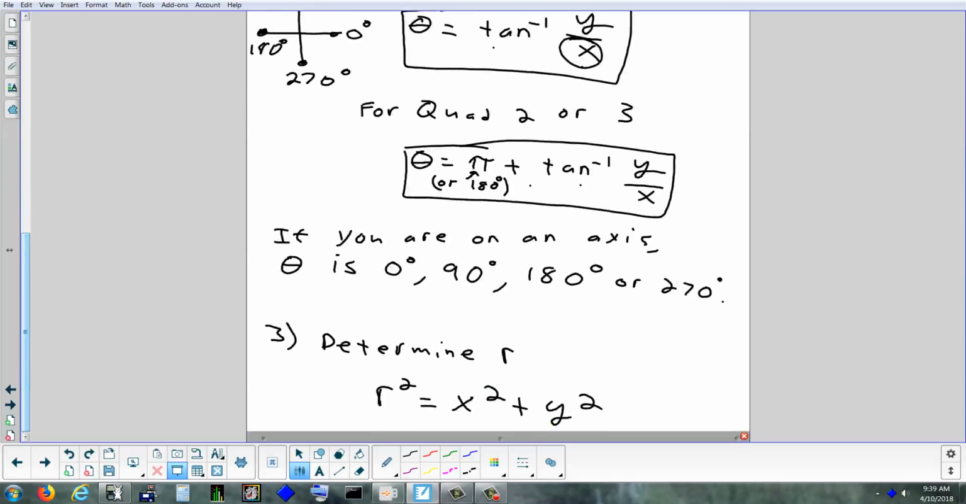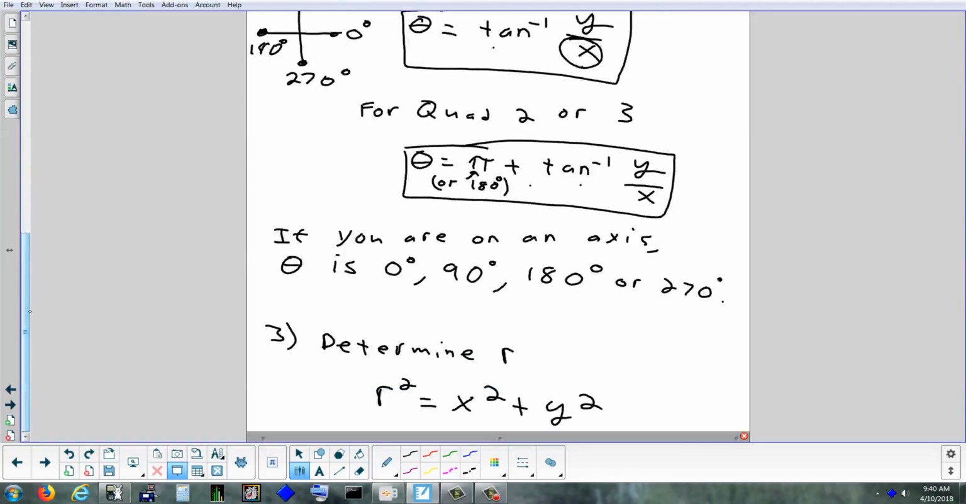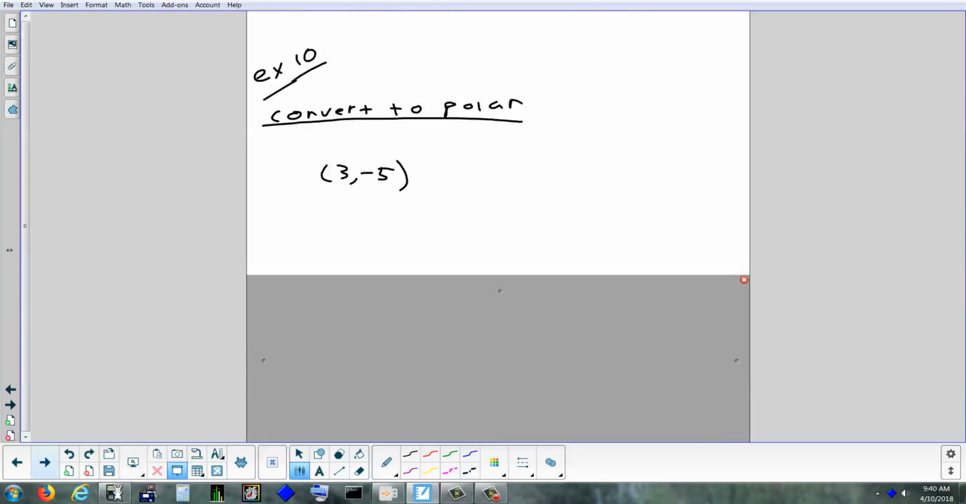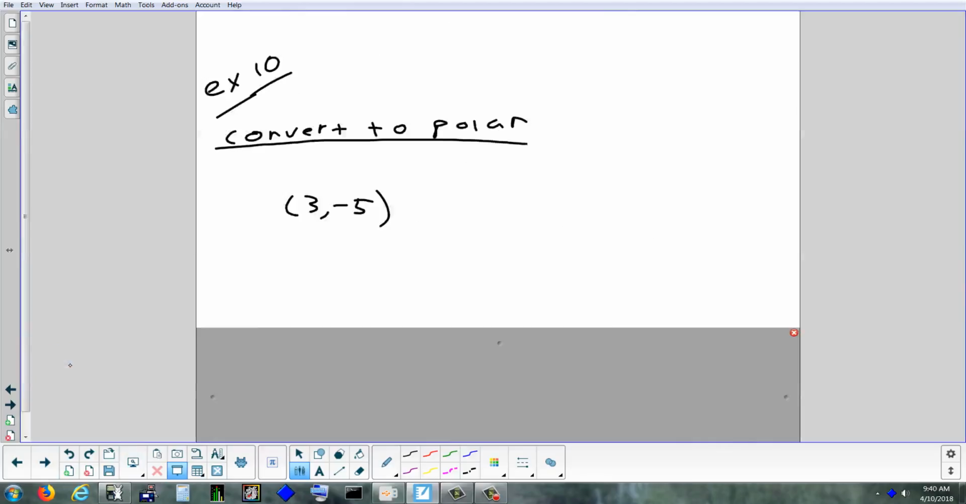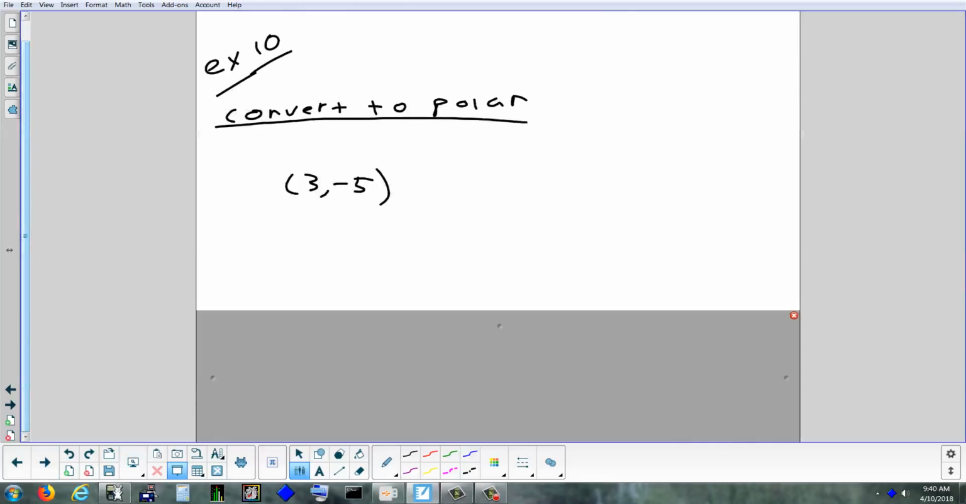Ask Mr. Bad then, see what he says. All right, so any questions on the steps for converting a point from rectangular to polar? Right, let's try an example. Okay, so we've got the point (3, -5).